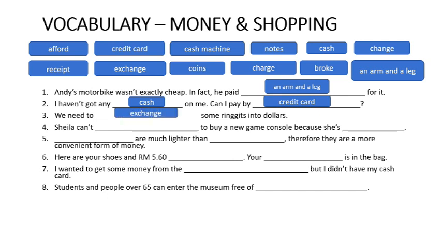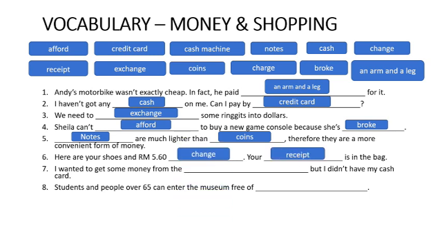We need to exchange some ringgits into dollars. She now can't afford to buy a new game console because she's broke. Notes are much lighter than coins. Therefore, they are a more convenient form of money. Here are your shoes and RM 560 change. Your receipt is in the bag.